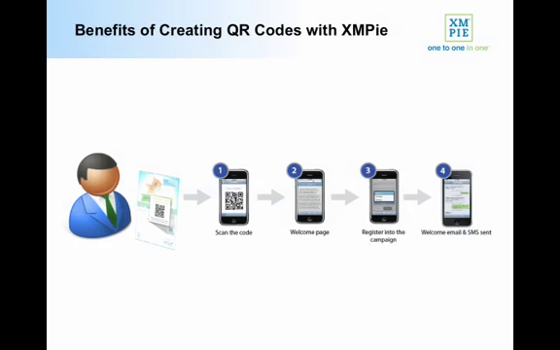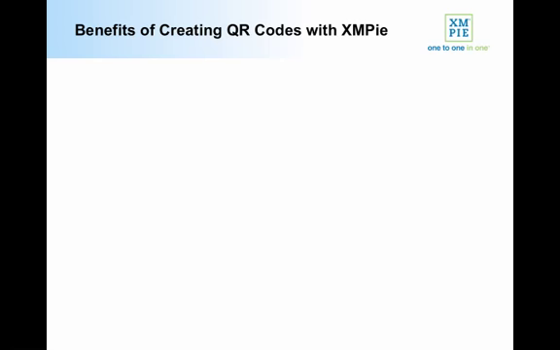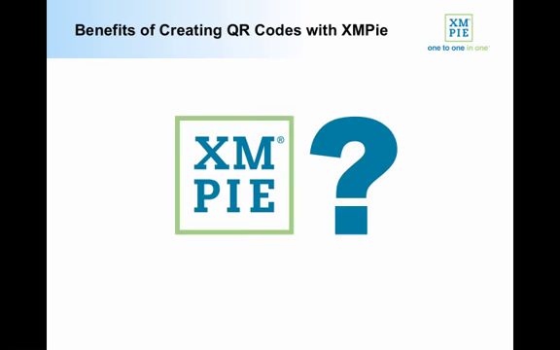When incorporated into one-to-one marketing communications, smartphone-toting recipients can scan and decode QR codes and be automatically linked to websites, videos, social media sites, and more. For print providers, they offer a unique way to use the print component to drive a response through other media and continue the conversation. So what's the benefit of using XMPie when creating QR codes?